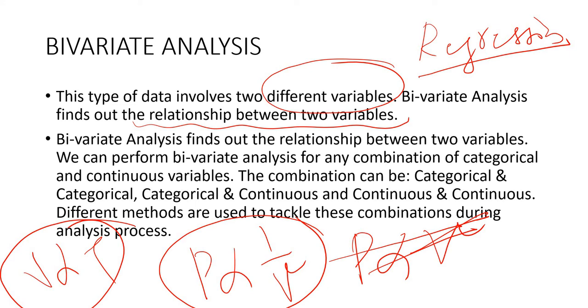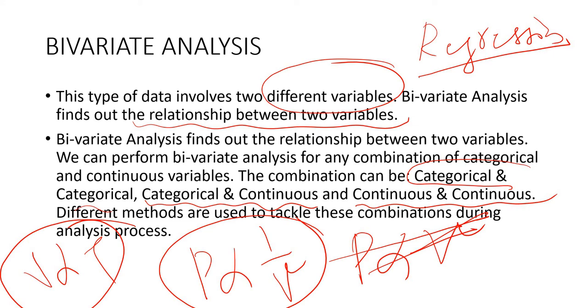Categorical variable means, for example, the gender. It can be male or female, only two categories. Categorical variable. The result of the exam can be pass or fail, only two categories. Categorical variable. So you got an idea about continuous and categorical variables. So in bivariate analysis there can be three combinations: the first is categorical and categorical, the second is categorical and continuous, the third is continuous and continuous.